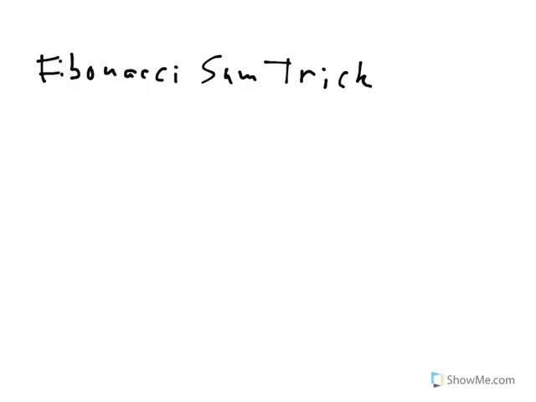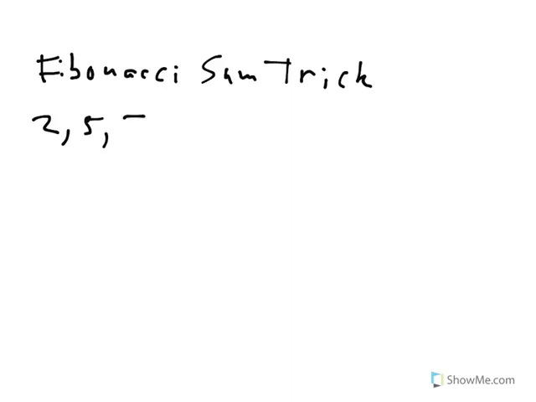So here's a little number trick. You start with two random numbers. Let's just say that they're 2 and 5. Get a smaller number and then a larger number. And then we create a sequence where the next term is the sum of the previous two.